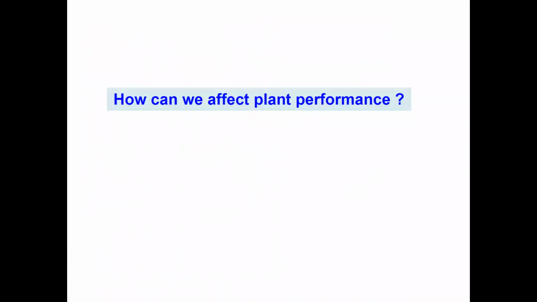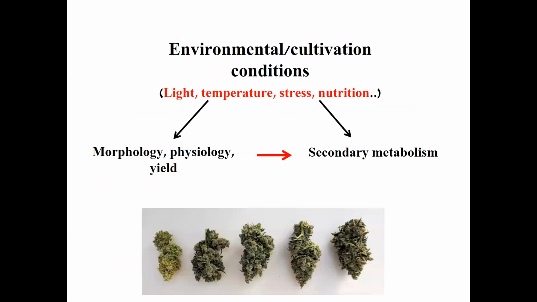So the main question, again, was how can we affect plant performance? And I will show today the results for our mineral nutrition studies, and some for our light intensity and some plant agricultural studies. These are all based on the fact, as I said before, that we know that either environmental conditions or cultivation conditions can have a direct effect on secondary metabolism and therefore on production of cannabinoids, terpenes and flavonoids. On the other hand, there can be an indirect effect, where they affect physiology, plant function, or morphology, or yield. And this will have an indirect effect as well on secondary metabolism.